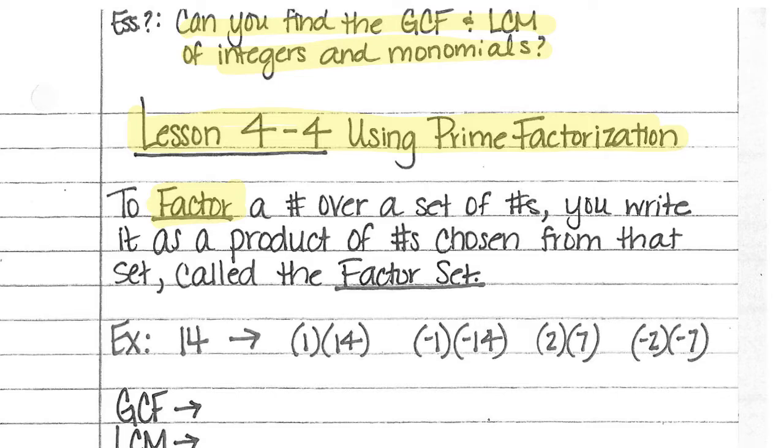So a lot of you get this confused. Remember the factors. If I'm looking at factors of 14, it's 1 and 14, -1 and -14, 2 and 7, and -2 and -7. Now, I won't be as picky about the negatives, but I would expect you to do it like this. Some of you get these confused with the GCF and the LCM.